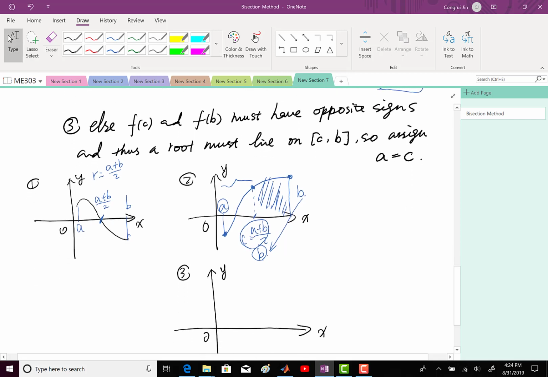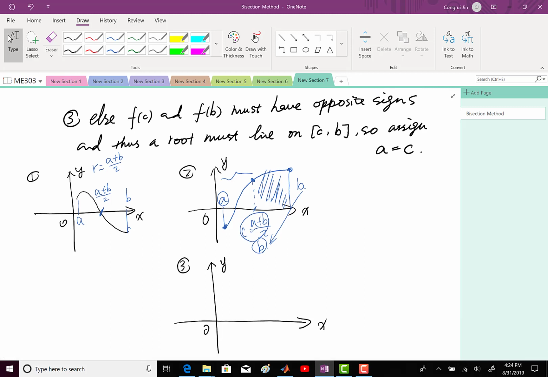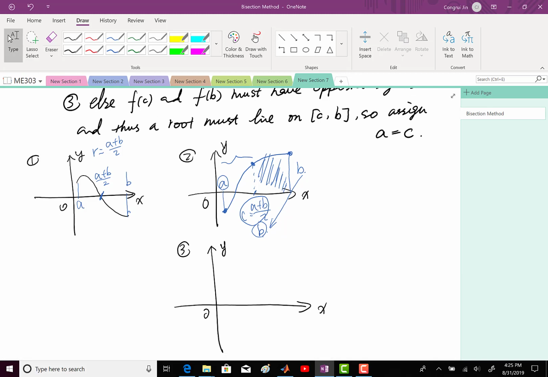So the third scenario, which is the last one, there are no other possibilities, right? In this scenario, FC and FB have opposite signs, and then a root must be inside the interval from C to B. So then we assign C to the variable A. So this scenario looks like this.